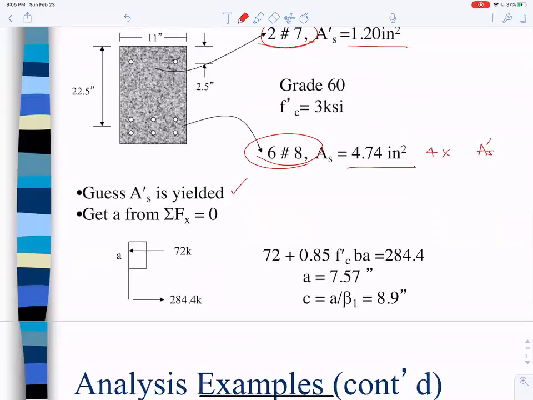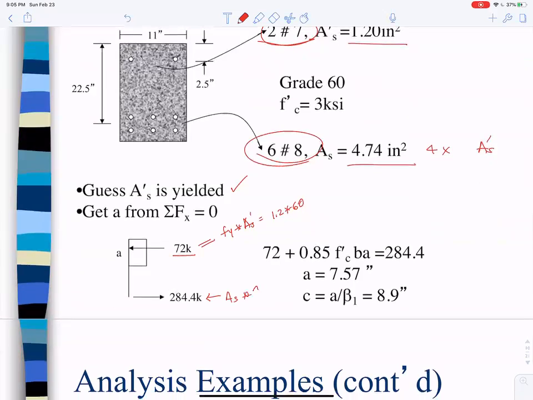Okay, so because we know it's yielded, since we're guessing that it's yielded, the compression steel force is Fy times AS prime, which is 1.2 square inches times 60 is 72 kips. The bottom is always yielded, so AS times Fy, so 4.74 times 60 will be 284.4. And then we have, of course, we still have the compressive force due to the concrete. So we'll just do T equals C. There's the T. That's C of the steel. And here, as usual, is C of the concrete.